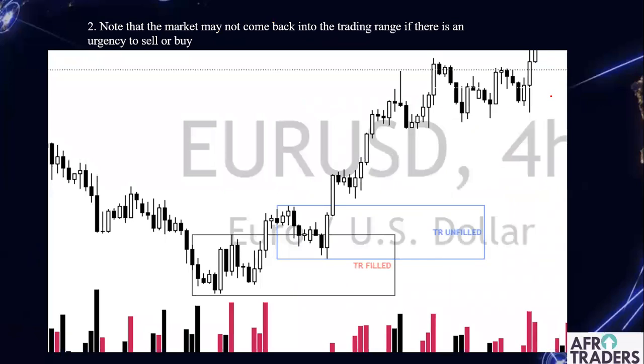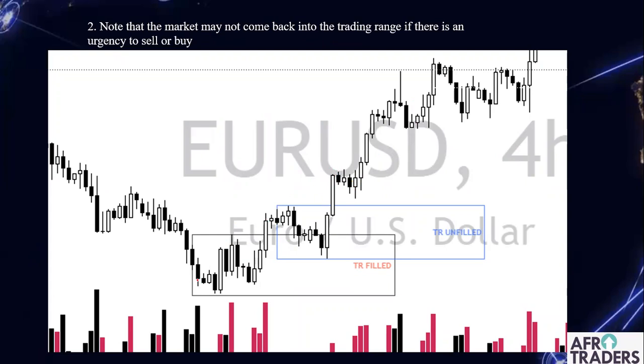Okay. So now, number 2, know that the market may not come back into the trading range if there is an urgency to sell or buy. So if there's urgency to move the market towards a certain direction, you may not see the market come back into the trading range. Okay.